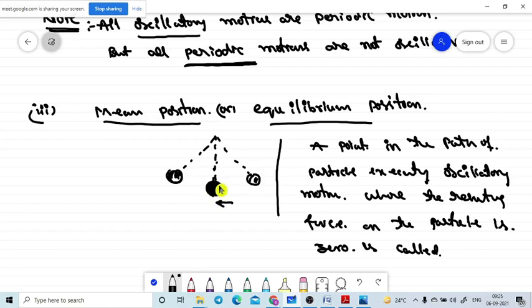That means where the resulting force is zero, that point is named the mean position. If we take one more example, let me take the calm water without any waves. This is normal water which does not have any waves. Let me take a floating body on this water surface. That means the body is in this position only.